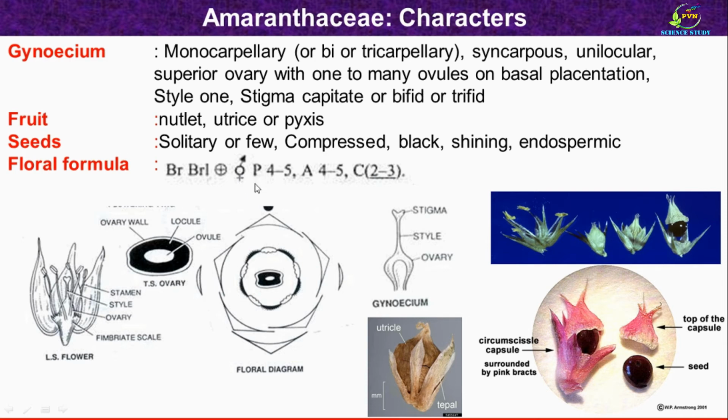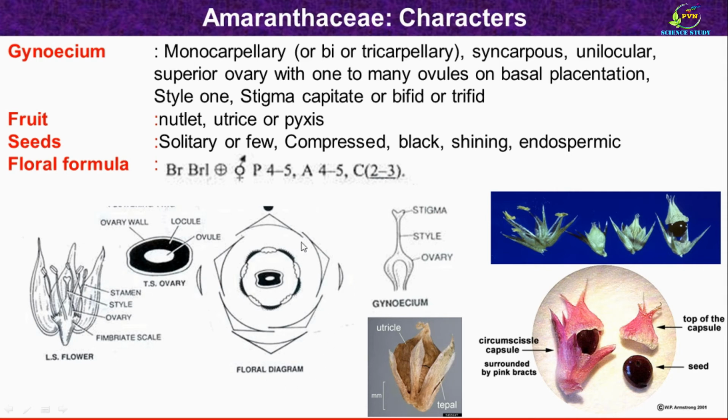Then calyx and corolla are absent, but instead of that perianth is present. Perianth is 4 to 5 in number. That means perianth is composed of 4 to 5 tepals. Then regarding androecium, androecium is composed of 4 to 5 stamens. Then regarding gynoecium, gynoecium is bi or tricarpellary. So here it is denoted as 2 to 3 and they are in bracket which shows that it is syncarpous. That means they are united. And here it is underlined which shows that ovary is superior.